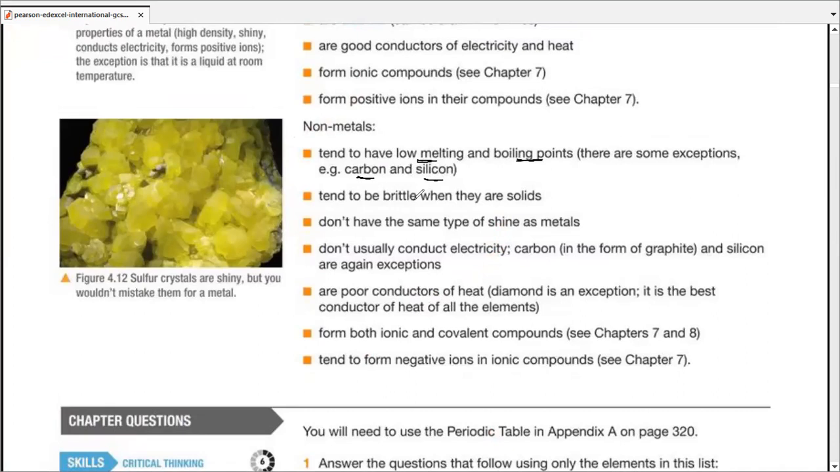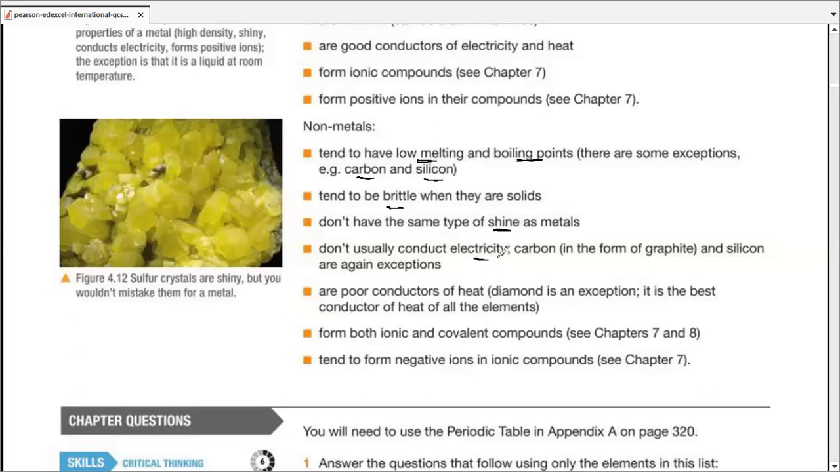Non-metals tend to be brittle. Brittle means whenever we try to shape them, they break. That's the very basic definition of brittle. When you try to reshape them, instead of getting into shape, they break. They don't have that same type of shine as metals. They're usually dull in their appearance.